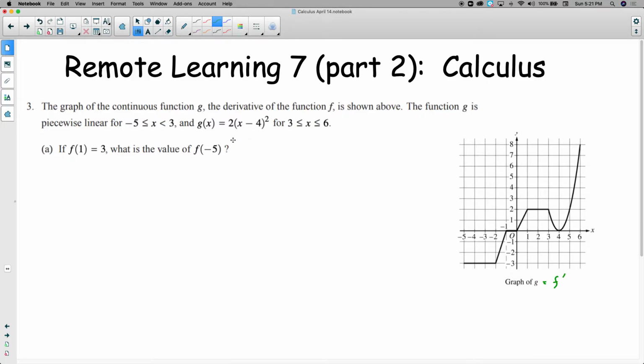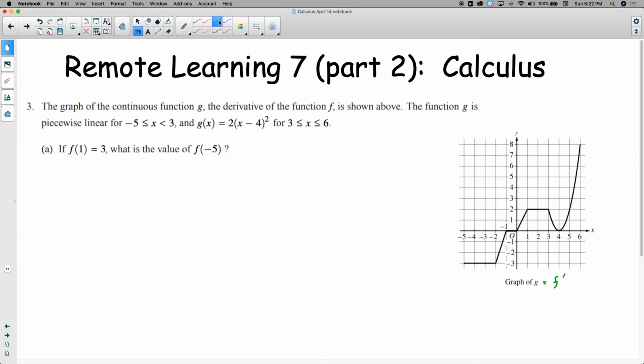Okay, so part A is if we know the value of the function, now mind you, this is f prime over here, but if we know the value of f at 1 is 3, what is the value of f at -1? Okay, so what we need to find in order to do this is we need to know how much f changed as we went from -5 to 1.